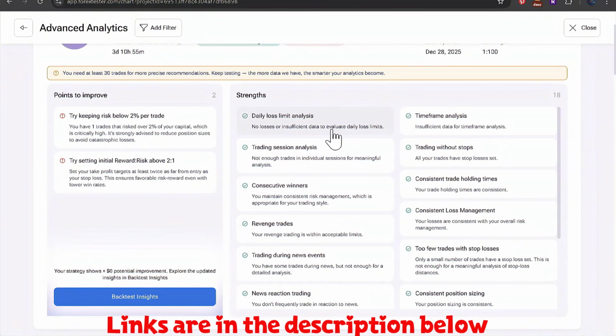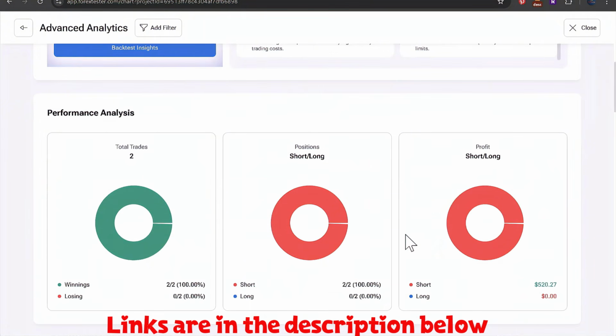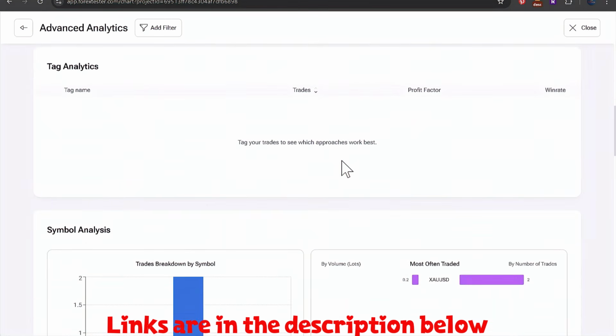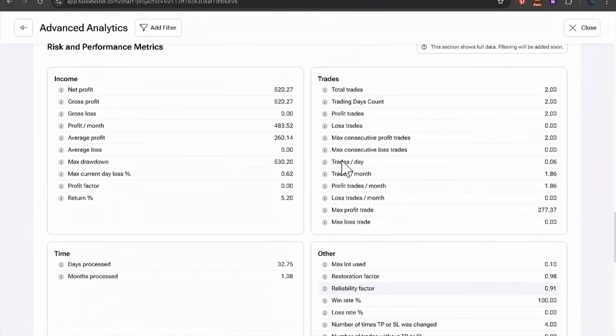So these are the backtest insights that you can see: daily loss limit analysis, the trading session analysis, and things like that. So this is what you are going to be doing, and if you scroll down, it will give you all the things that are happening. And remember, here I just did 2 trades, and for your strategy to make sure that it works, you have to do at least 30, at least 50, and if you want to see accurate results, you should do 100. So this is what is happening here. These are all analysis of your strategy, and this is what you can use to actually develop your strategy and improve what is happening.